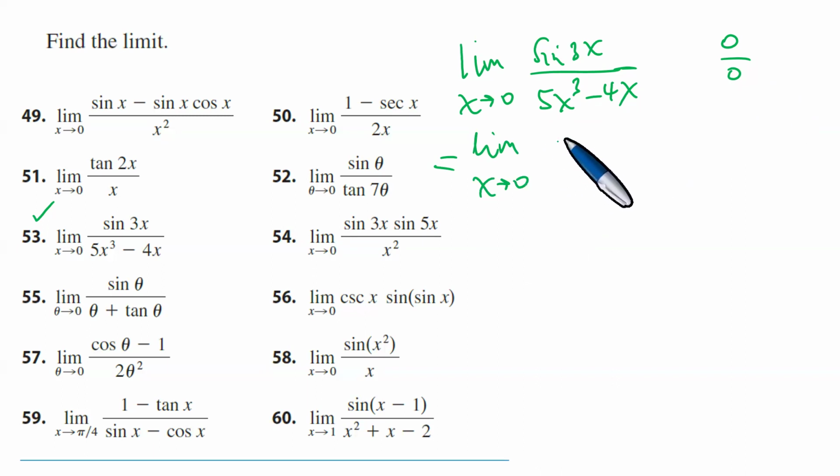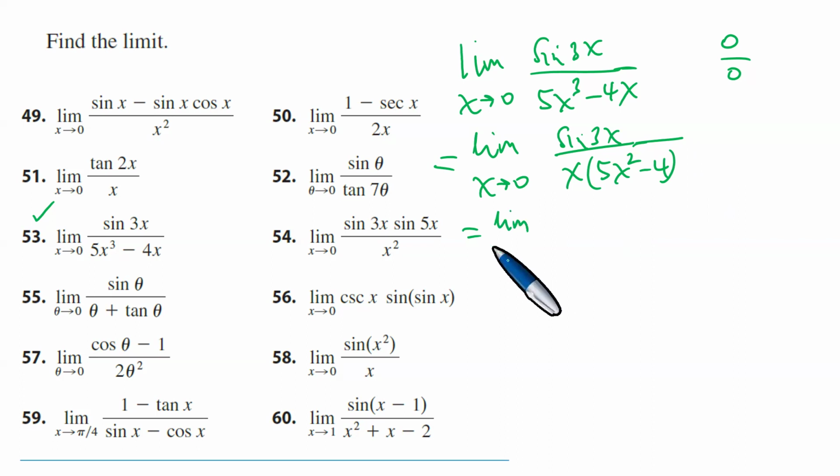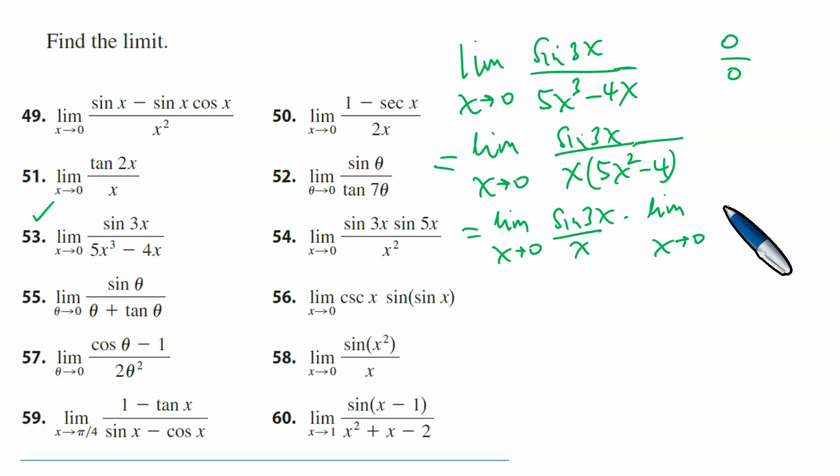To evade the 0 part, we have sine 3x over, if you pull out x, 5x squared minus 4, like this. We just pulled out x from the denominator. So as x approaches 0, this is the limit of sine 3x over x times the limit of 1 divided by 5x squared minus 4.